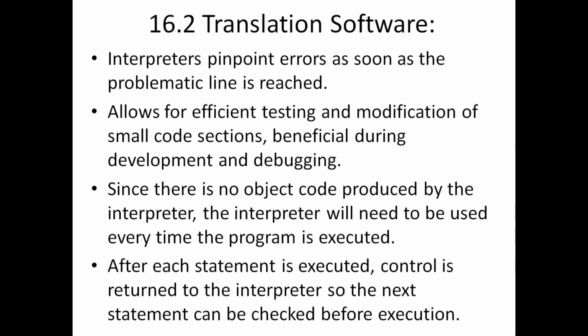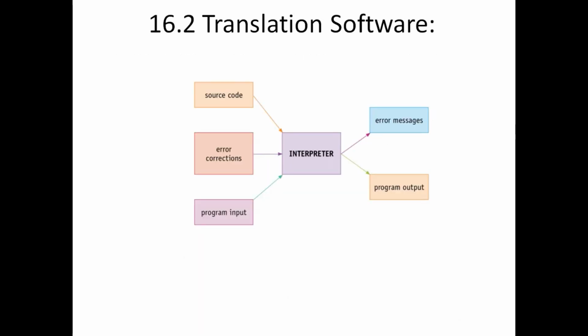Since no object code is produced, the interpreter will need to be used every time the program is executed. After each statement is executed, control is returned to the interpreter so the next line can be checked before execution. This is how an interpreter works. You need source code, you need error corrections, and you need program input. All three are dealt with by the interpreter, then either an error message is generated or you get a program output on your screen.